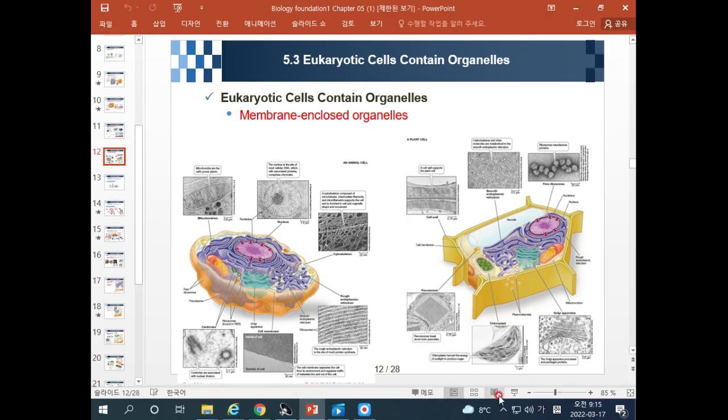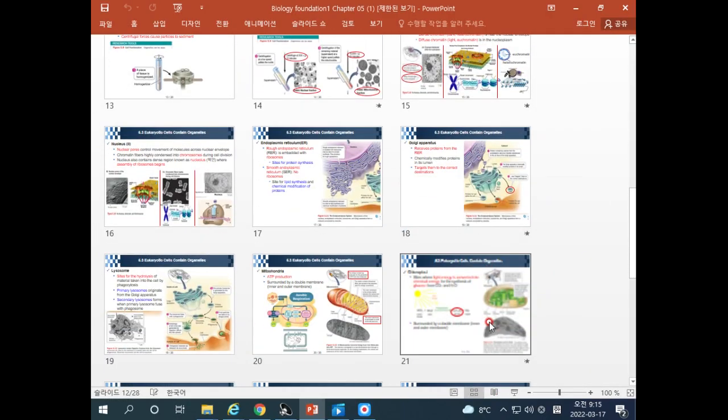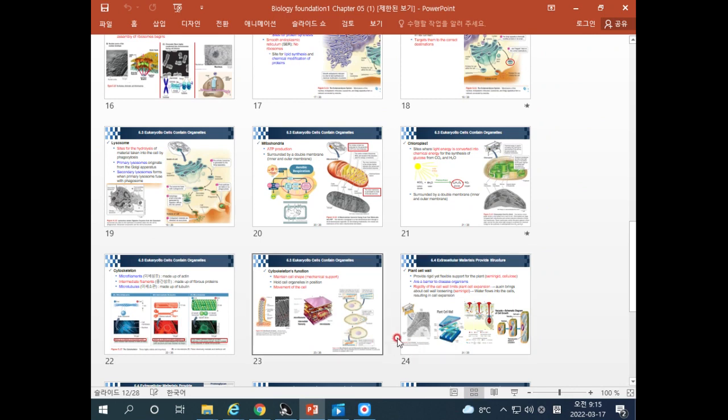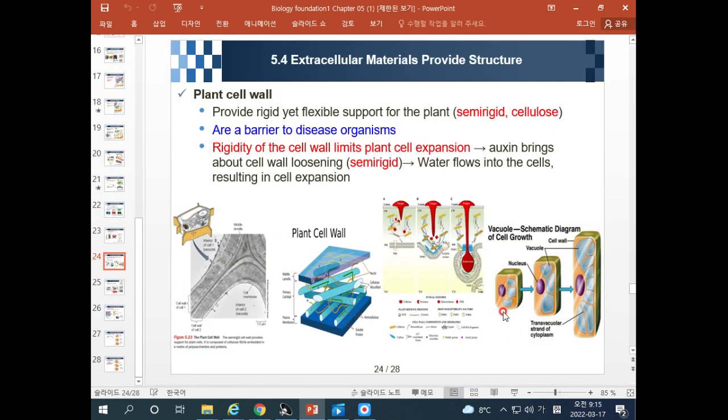For example, this is the plant cell. When they are very small, they look like this, but when cell growth happens, they can expand. Their vacuole size is increased, so water flows into the cell, resulting in cell expansion. So it means that the cell wall is semi-rigid.